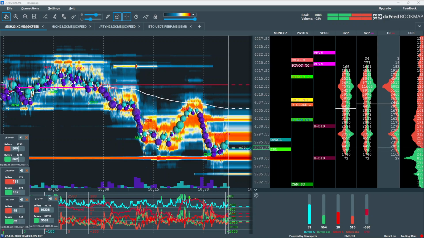It's 10:37 a.m. The initial balance was just created at 10:30. That's the first hour of trading, and I'm done with my trading for today. Let me just break down my trade on ES today. So let's see here. Grab the Epic Pen.